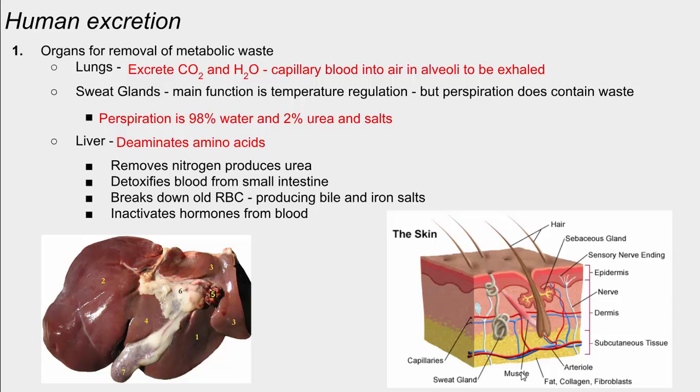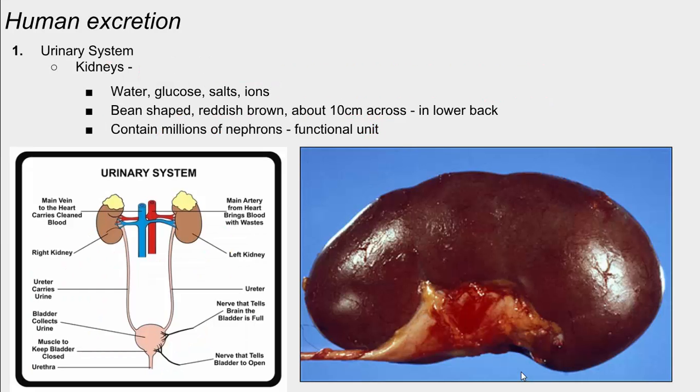It also detoxifies our blood coming from the small intestine. It breaks down, metabolizes alcohol. Toxins are broken down in the liver. As you know from Frank's case study, the liver helps to recycle red blood cells, producing bile. It also helps inactivate hormones that have sort of done their function. So the liver does several important things.